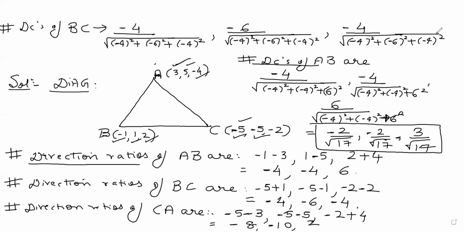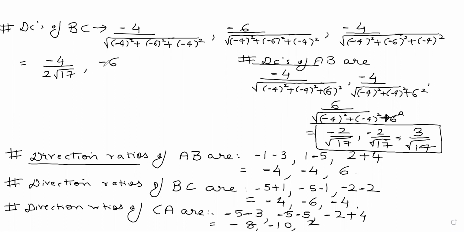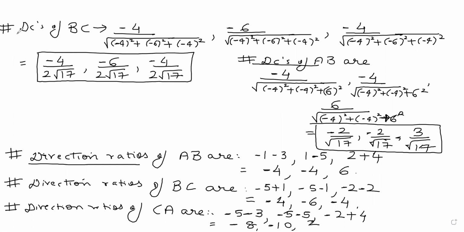So if you work it out, guys, what will come? If I erase the diagram now, students know the diagram. You can quickly calculate the direction cosines of BC, and they come out as follows. Minus 4 upon 2 times the square root of 17, minus 6 upon 2 times the square root of 17, and minus 4 upon 2 times the square root of 17. So these are my direction cosines of BC.